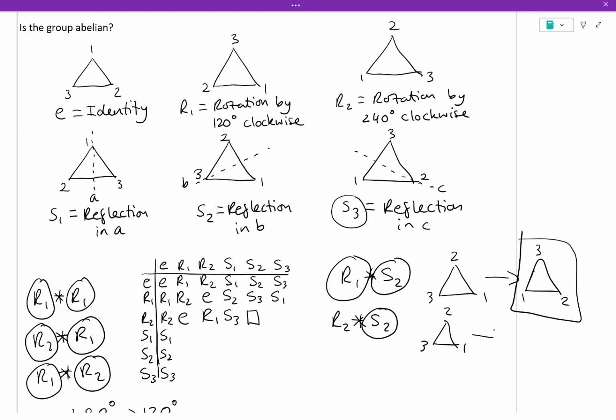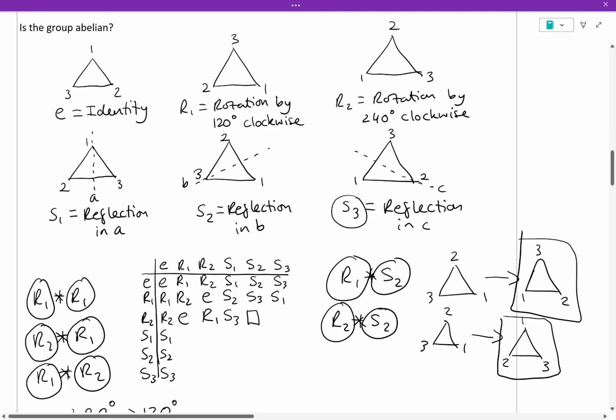And then we are going to rotate by 240 degrees. So the vertices are going to move on 2. So 1 is at the top, 2 is over here, and 3 is there. Okay, so we've ended up with this picture here. And if we compare to our elements, that would be S1. And then all that is missing from that row would be S2. Okay, so I can fill that in there.